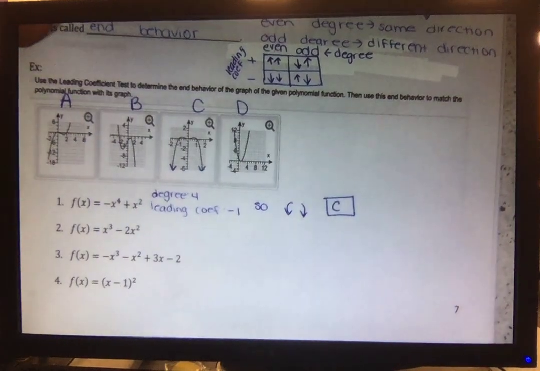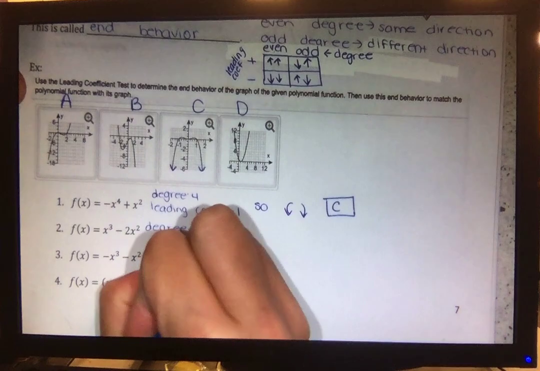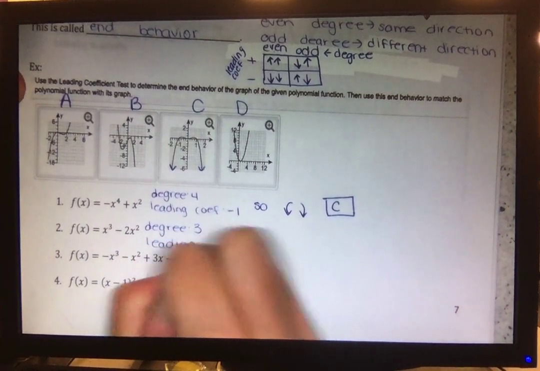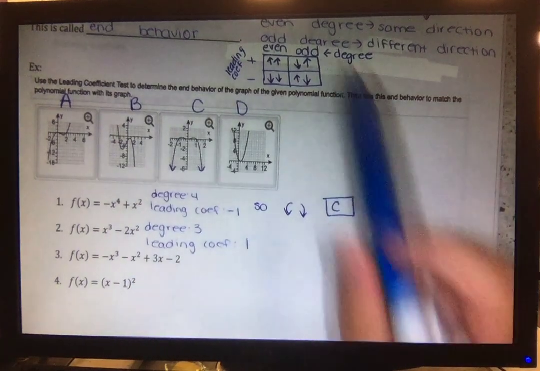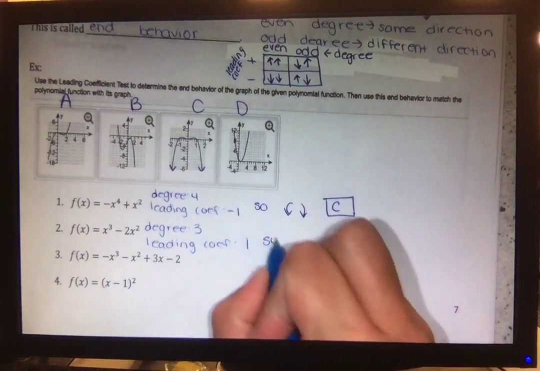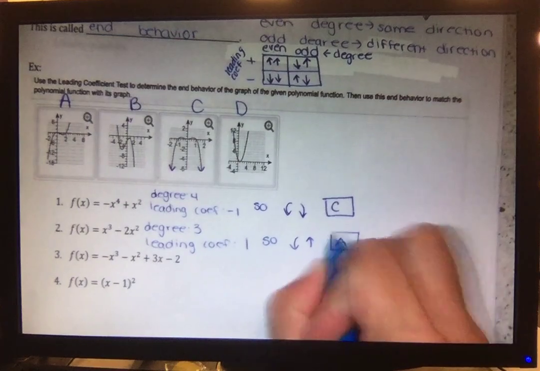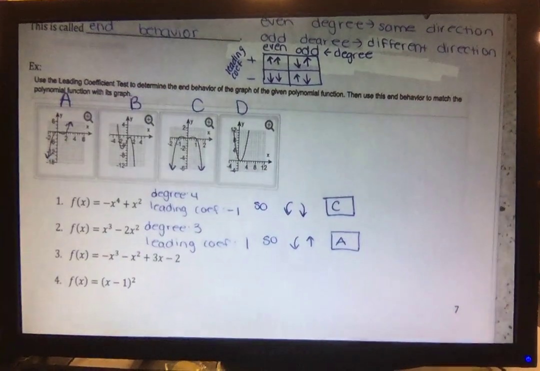Done. What about number 2? What's my degree? 3. Good. Leading coefficient? Positive 1. So this time we're looking at odd degree, positive, so it's down and then up. So it's A, perfect. So A's done, C's done.